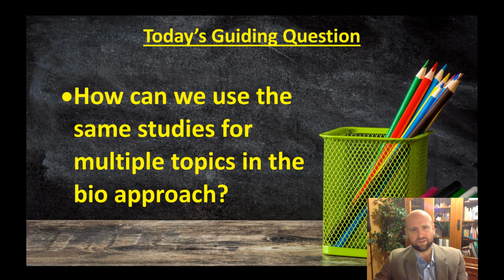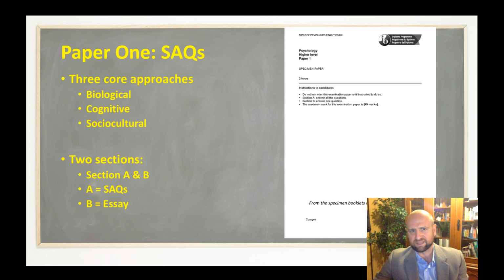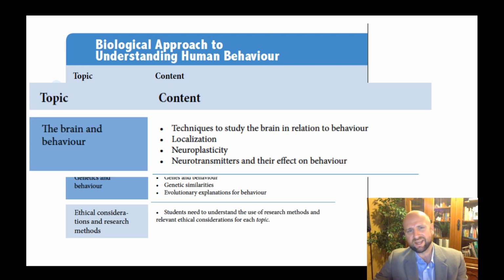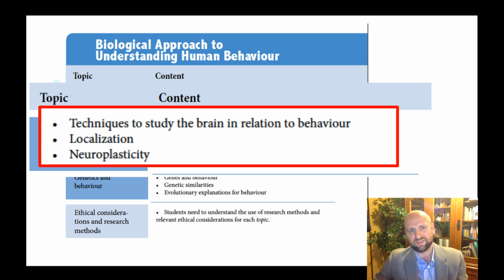And I'll make a series of videos that are going to help you see how to exploit these overlaps and really write excellent answers. So what we're looking at here is paper 1. Just a reminder that paper 1 has the 3 approaches: biological, cognitive, social, cultural. We're going to focus on the biological approach, and the tips here are going to be really helpful for your short answer questions, but could also be used for essays as well. So, biological approach, this is what it looks like, but we're going to narrow our focus today, and we're going to focus on the brain and behavior, and even more specifically, these 3 particular topics: techniques, localization, and neuroplasticity.